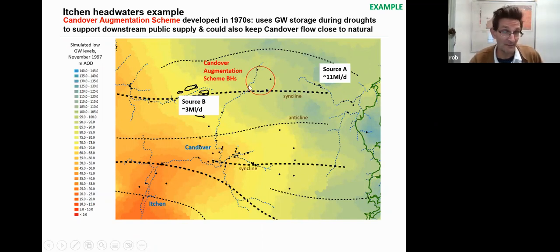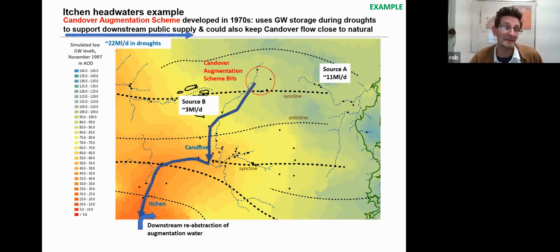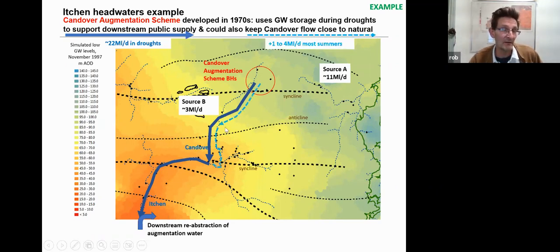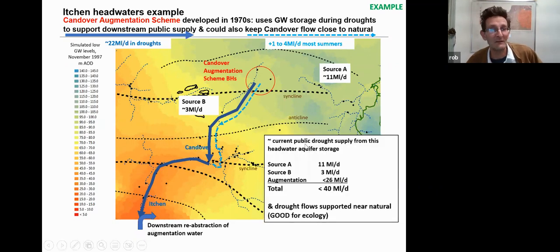Now, there's other things in this local patch which are also about to be trashed. So the Candover augmentation scheme, similarly well located for this sort of groundwater storage development, has historically supported up to 22 megalitres a day of water that's been pumped for downstream re-abstraction. It's also quite capable of actually, alongside that, supplying on a more frequent basis enough flow to keep the flows in the Candover stream and the Itchen actually close to natural. So the aim of having flows close to natural could be fulfilled without actually having to switch off any of these abstractions. Overall, this little patch of ground, add that lot together, it's supplying 40 megalitres a day.